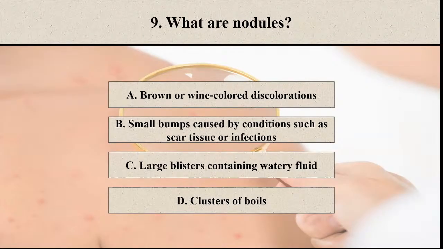What are nodules? Brown or wine-colored discolorations, small bumps caused by conditions such as scar tissue or infections, large blisters containing watery fluid, clusters of boils. If you chose B, small bumps caused by conditions such as scar tissue or infections, you are correct.